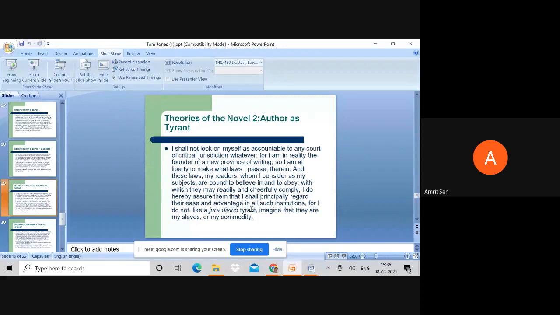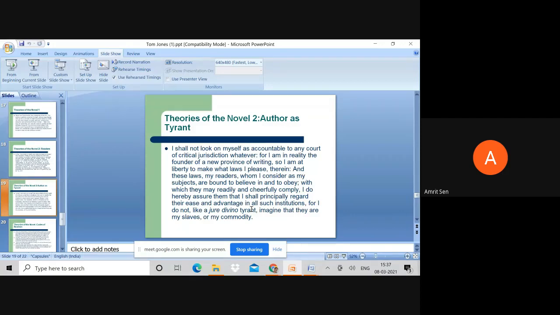Then comes the question of the author as a tyrant. So what does an author do? He says, I shall not look on myself as accountable to any court of critical jurisdiction. For I am in reality the founder, and that is a very important quote, of a new province of writing. So here for the first time, mind you, for the first time, somebody is acknowledging that, yes, I'm writing something new, self-consciously. So I am at liberty to make what laws I please therein. Right, and he talks about himself like a de jure tyrant, not merely a de facto tyrant, but a de jure tyrant who can frame whatever laws he pleases within.